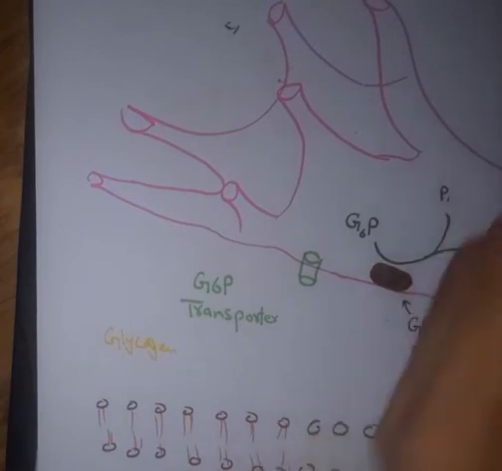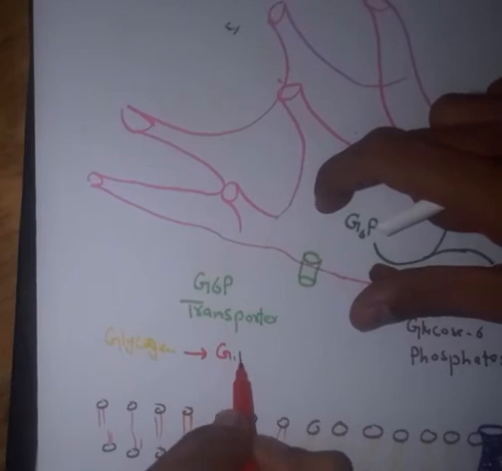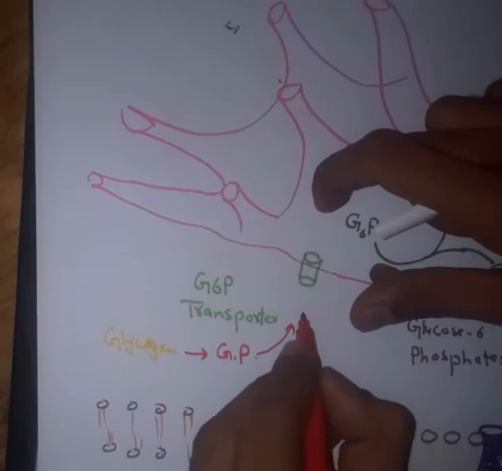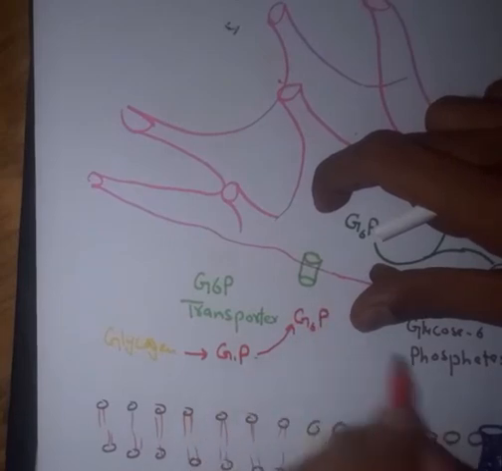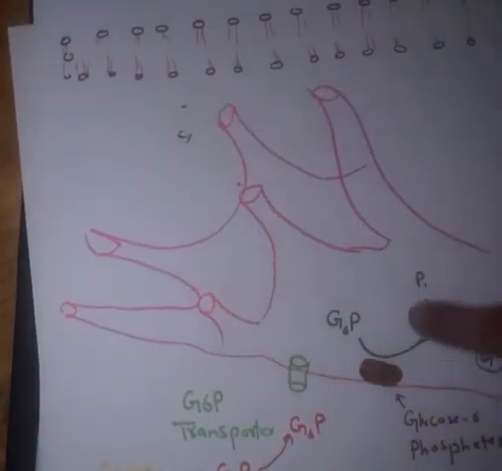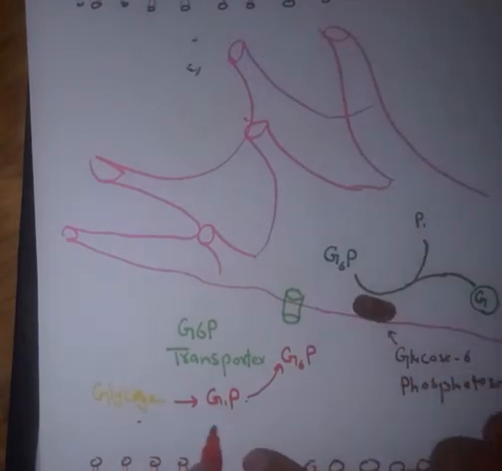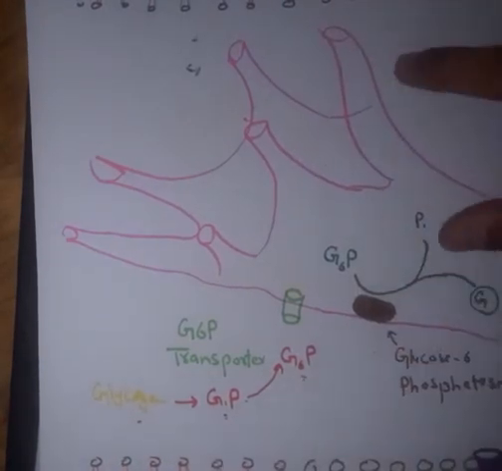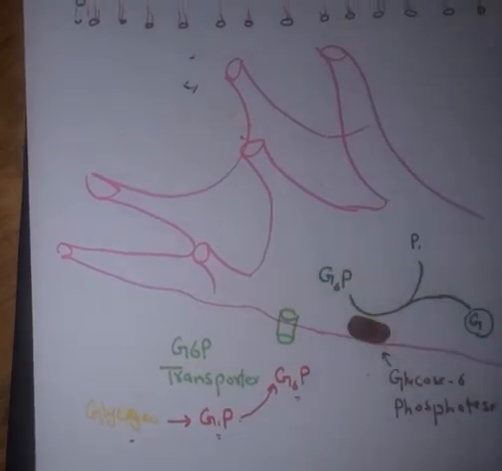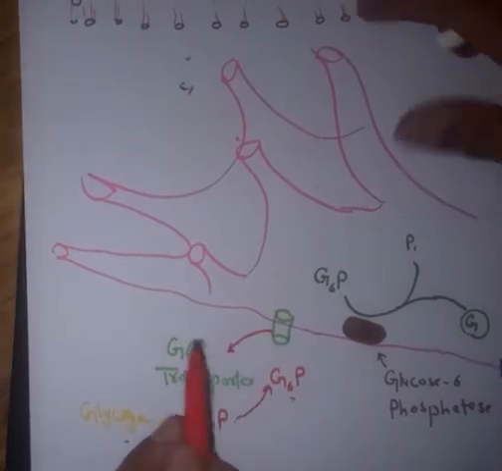glycogen will be converted first into glucose 1 phosphate, then glucose 6 phosphate inside the cytoplasm. This whole is the cytoplasm, and this pink is the smooth endoplasmic reticulum, and this whole outside is the cytoplasm. Now the glycogen is first converted into glucose 1 phosphate, then glucose 6 phosphate. Now this glucose 6 phosphate will enter inside the smooth endoplasmic reticulum with the help of the glucose 6 phosphate transporter. This is the glucose 6 phosphate transporter.